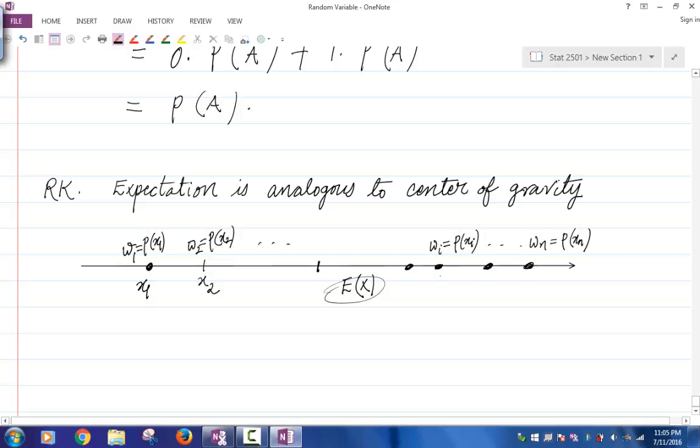At xi you have a weight hanging which is equal to p of xi. At xn you have a weight hanging which is equal to p of xn. Then the expectation of x is the location which is the center of gravity for these weights. That is, the expectation of x is the point where these weights will hang in balance.